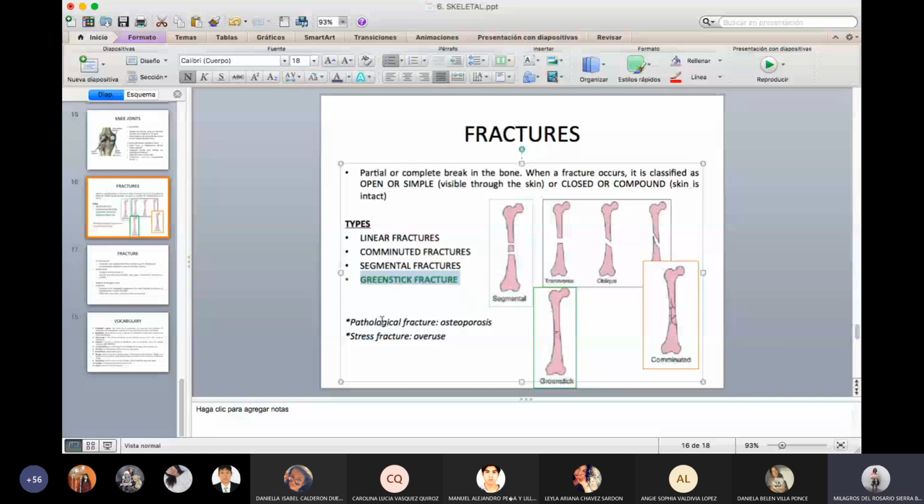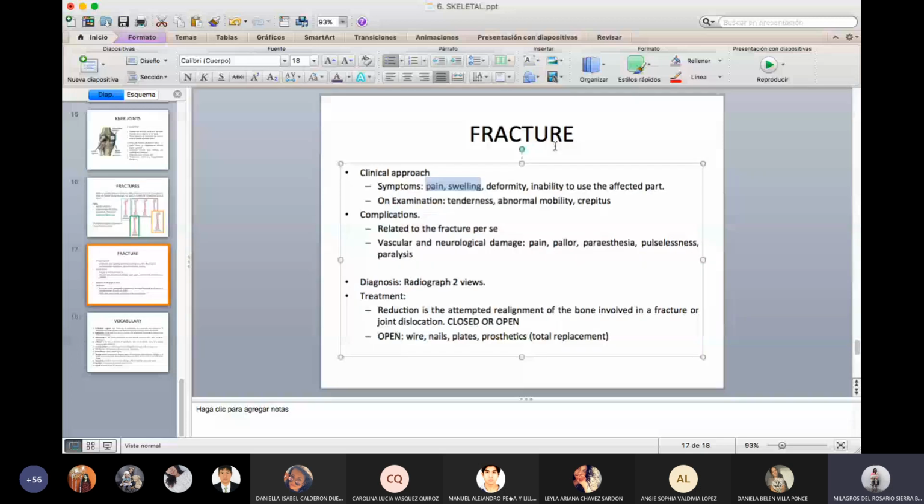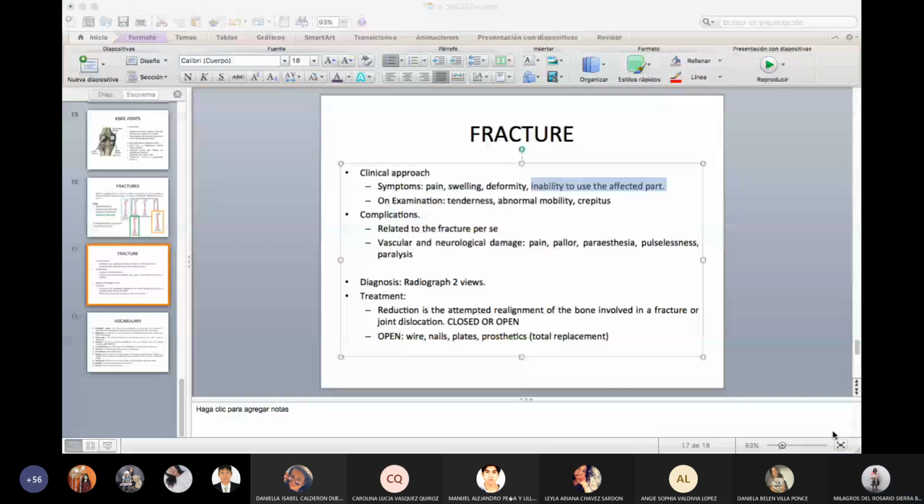Other types of fractures would be pathological fractures that are typical of osteoporosis, and stress fracture that is usually caused by overuse. For example, this would also be a sports injury. Here, the clinical approach, the symptoms related to the fracture are pain, swelling, deformity, and inability to use the affected part. So if you have a femur fracture, do you think you could walk or not? Let's see, who can tell me? Esperanza, Irene.